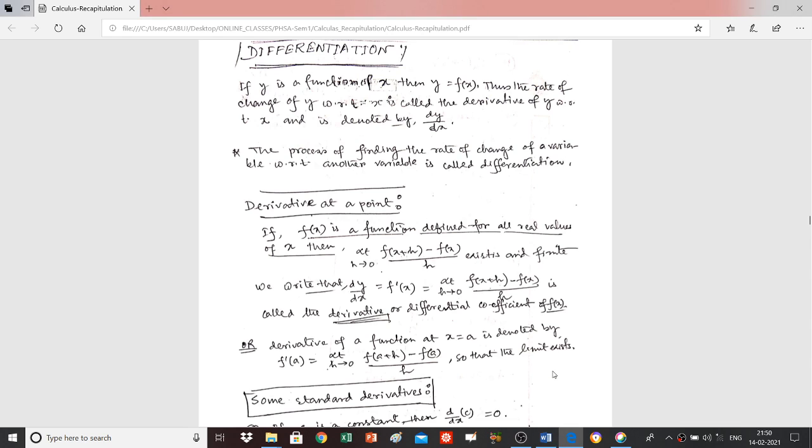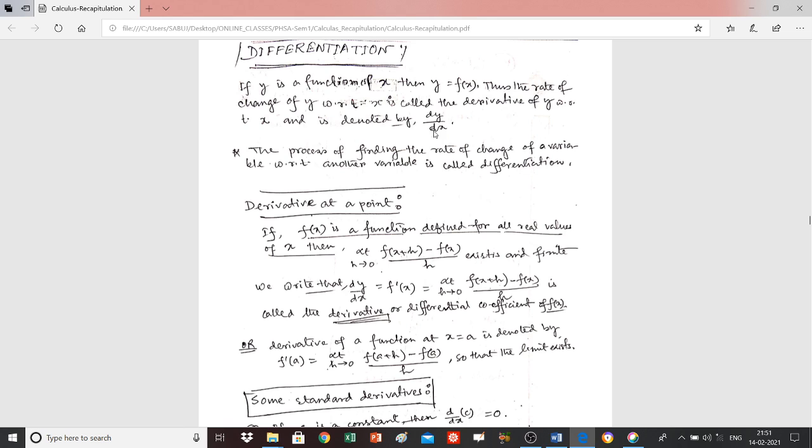If you are given a function y equal to f(x), in this case y is the dependent variable and x is the independent variable. The differentiation of y with respect to x is denoted by dy by dx, and the process of finding the rate of change or variation of the dependent variable with respect to the independent variable is actually called differentiation. Here the dependent variable is y and the independent variable is x.